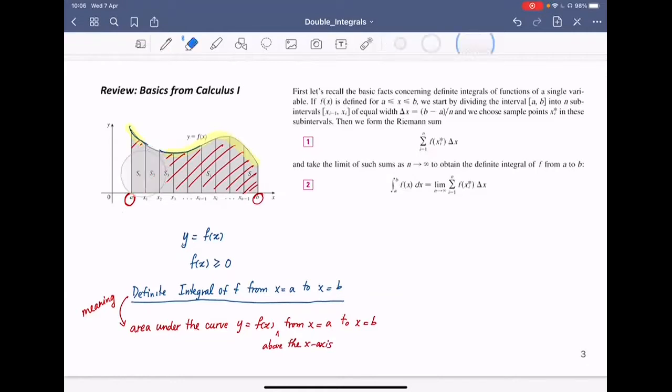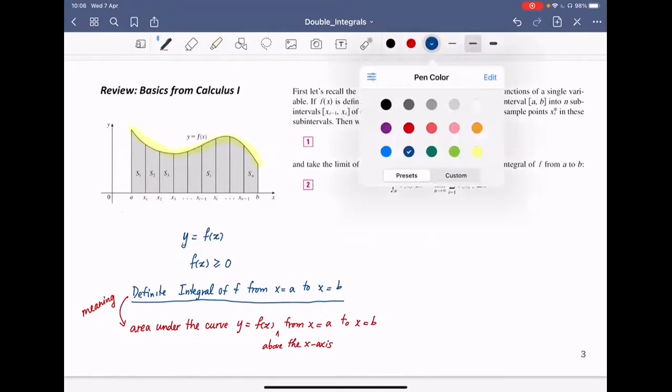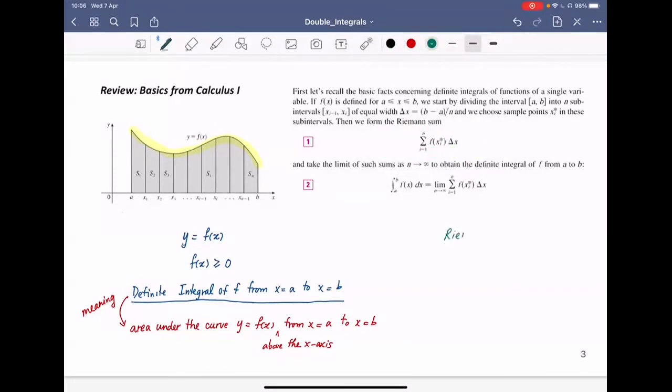Well, in calculus 1, when you learn integration for the first time, you're going to learn the concept called the Riemann sum. Well, what does it mean by Riemann sum? So Riemann is a mathematician who introduced the concept that if you want to find the area under the curve, why don't you chop the area into small pieces?